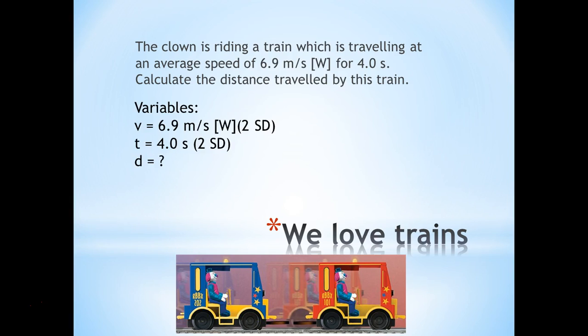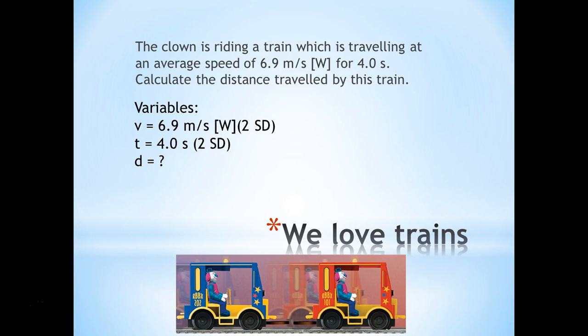So what do I know? I always write down what I know first so that I have a point to start at. I know the velocity, 6.9 meters per second west, and the time of 4.0 seconds. Both of these have two significant digits, so I'm going to have that in my answer. I have to find the distance.